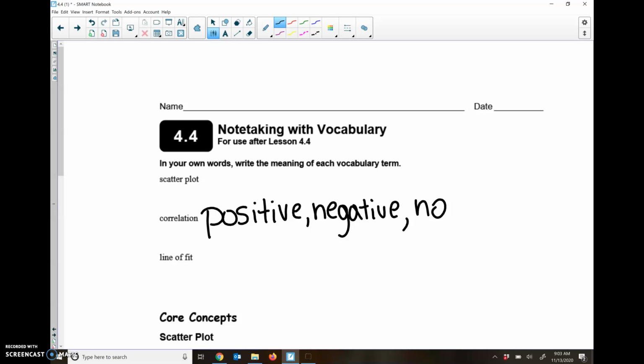And then no correlation is just something that isn't related, like the color of your shoes and your grade in math. Just because you have blue shoes on right now doesn't mean you're getting a B in math or something. So those are things that are unrelated.